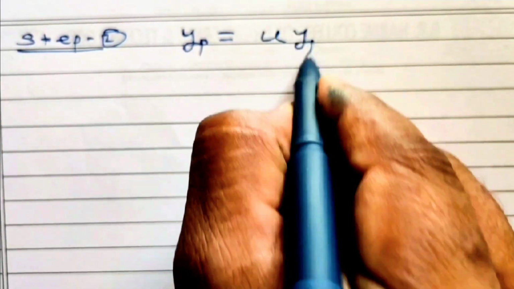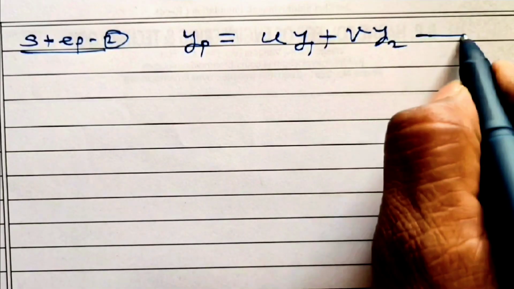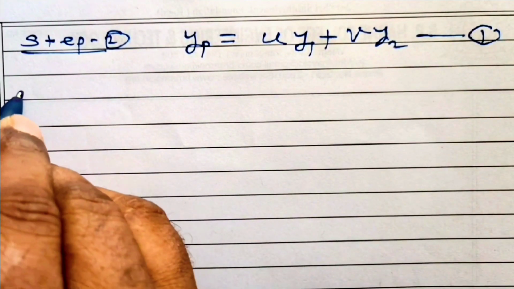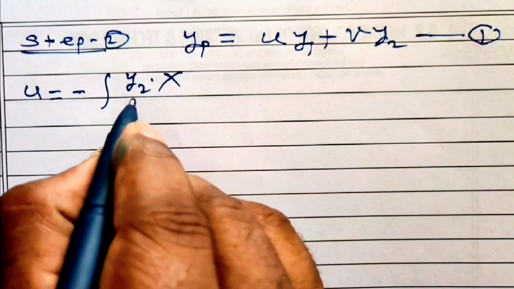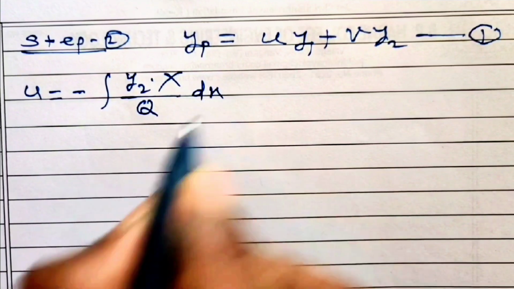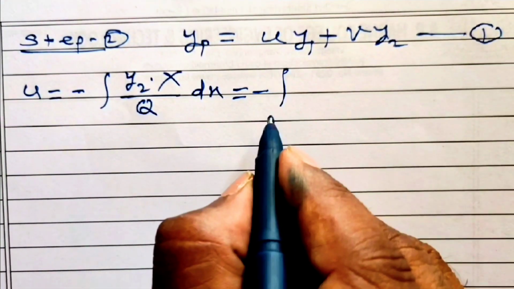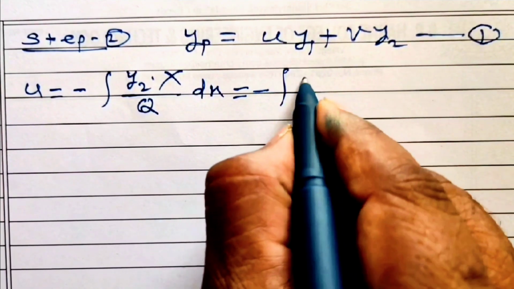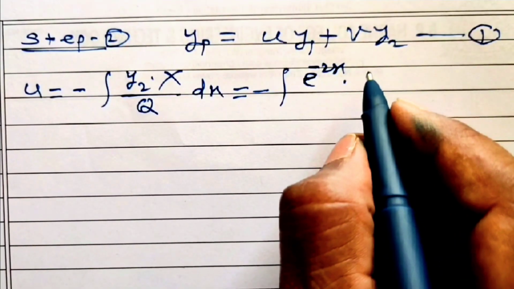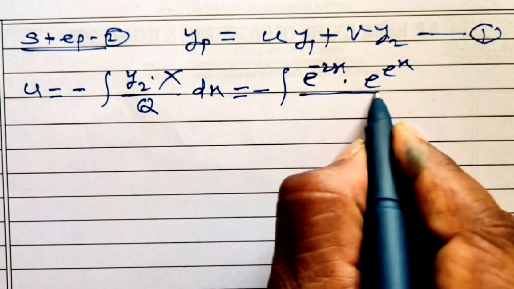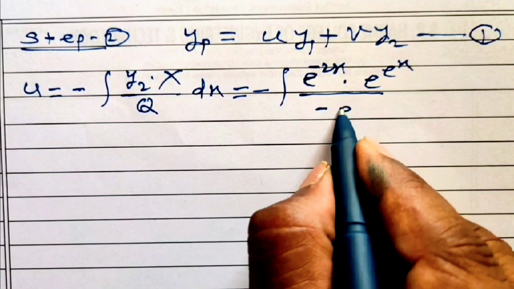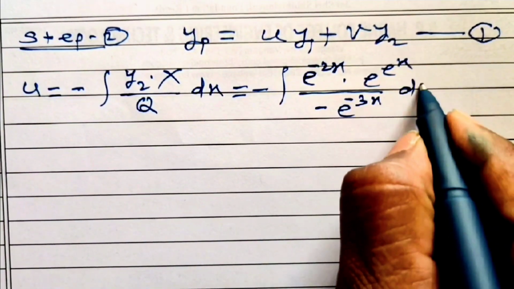In step number 2, we have to find the particular integral, which is given by yp is equal to u into y1 plus v into y2. Consider this as equation number 1, where u is equal to minus integral of y2 into capital X divided by Q, integral with respect to x. This is equal to minus integral of y2, which is e to the power minus 2x, into capital X, which is nothing but the right hand side of the given differential equation, e to the power x, divided by Q, which is minus e to the power minus 3x. Integral is with respect to x.